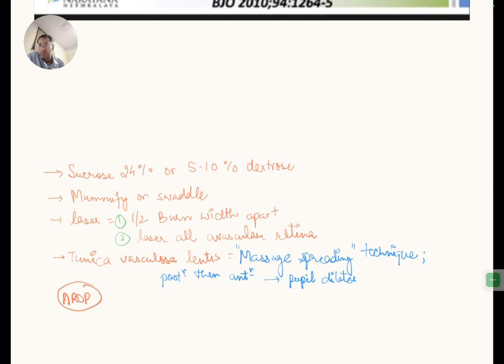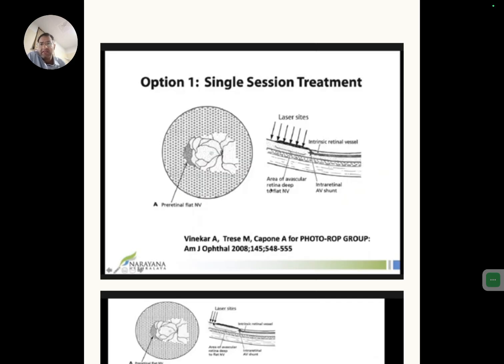Aggressive ROP is another indication for going for laser. We can do laser in a single session treatment. Like this is a pre-retinal flat neovascularization around zone 2. We can always laser all around, and we don't laser the neovascularization area directly. What we have to do is laser all beyond that neovascularization area, because that area might have intraretinal extensions. So we are not directly lasering it, but we try to cover the maximum.